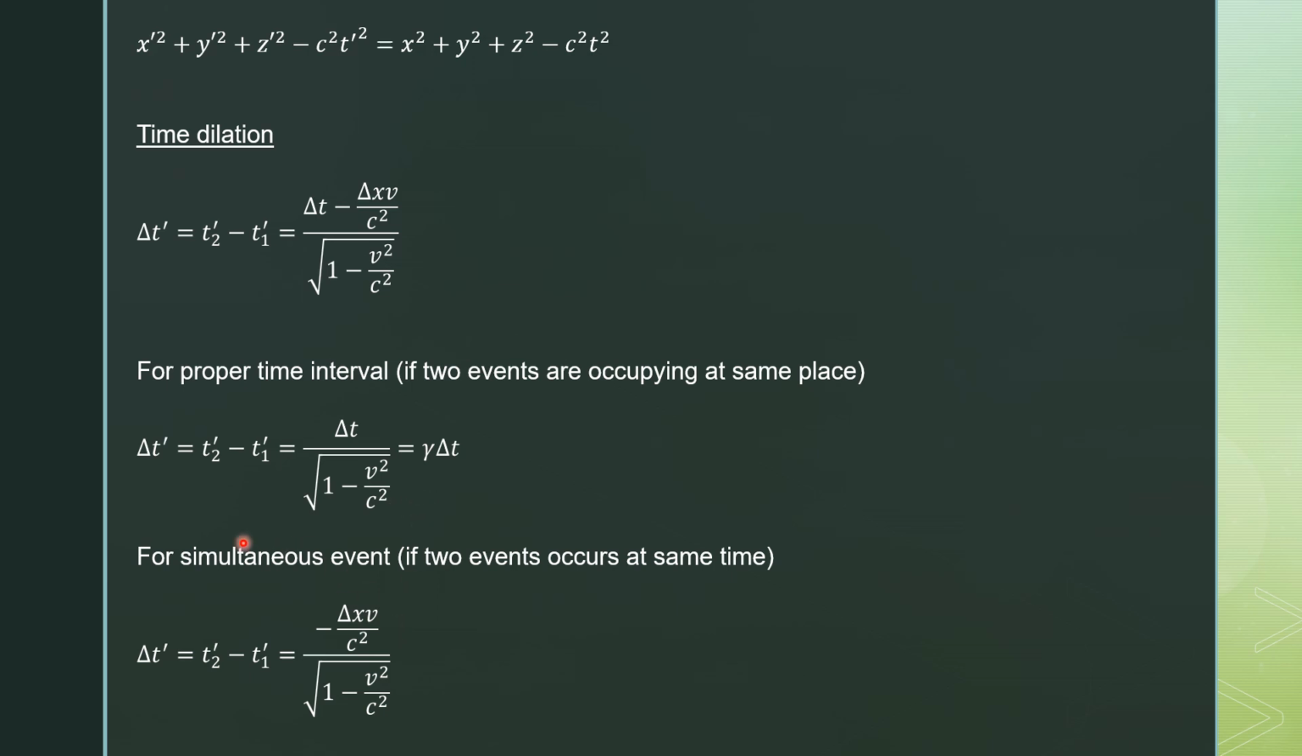And again, for simultaneous events, that is if two events occur at the same time, then we can write delta t is equal to 0. So our delta t' will be t2' minus t1' is equal to minus delta x v by c square whole divided by root over of 1 minus v square by c square, that is equal to gamma into minus delta x v by c square.